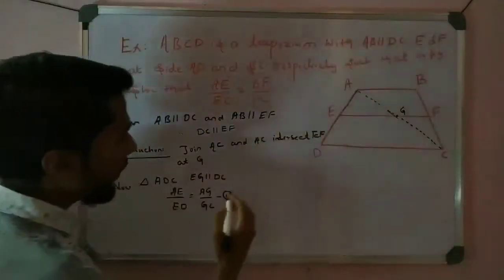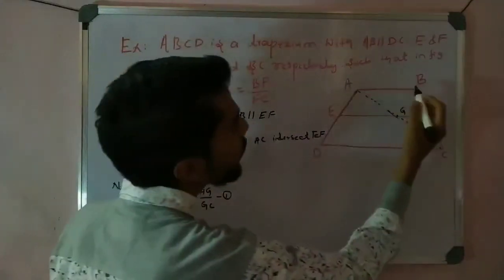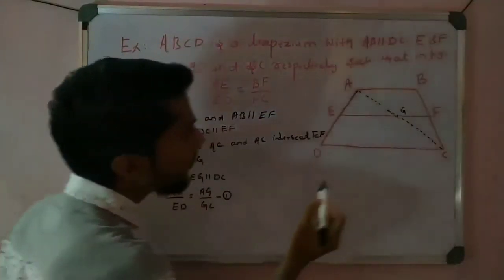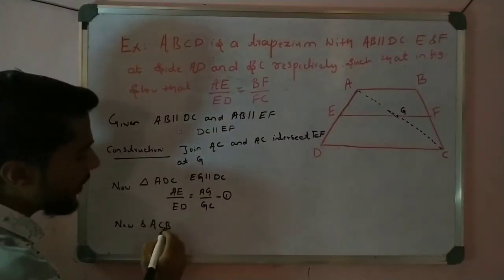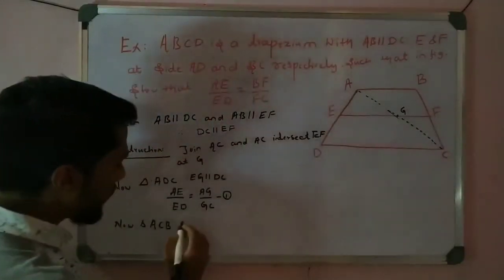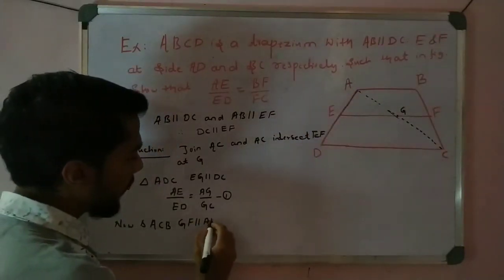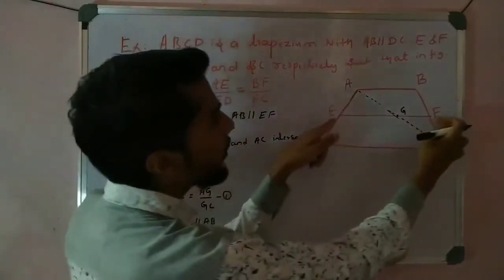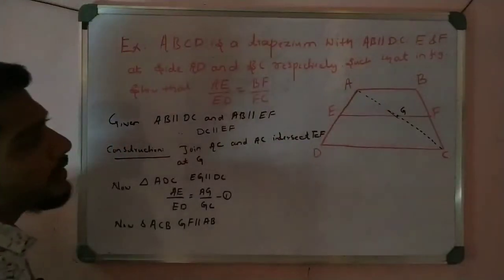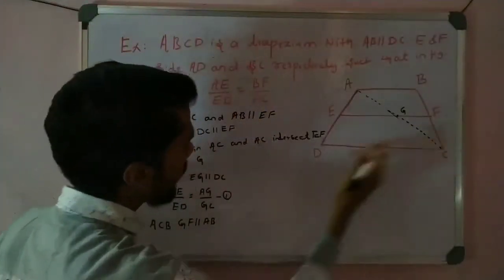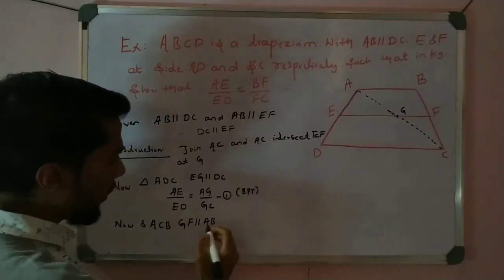Now take the triangle ACB. Here GF is parallel to AB. If EF is parallel to AB, then GF, being part of EF, is also parallel to AB. So what do we apply here? The BPT theorem. By BPT reason, now apply the BPT theorem here.